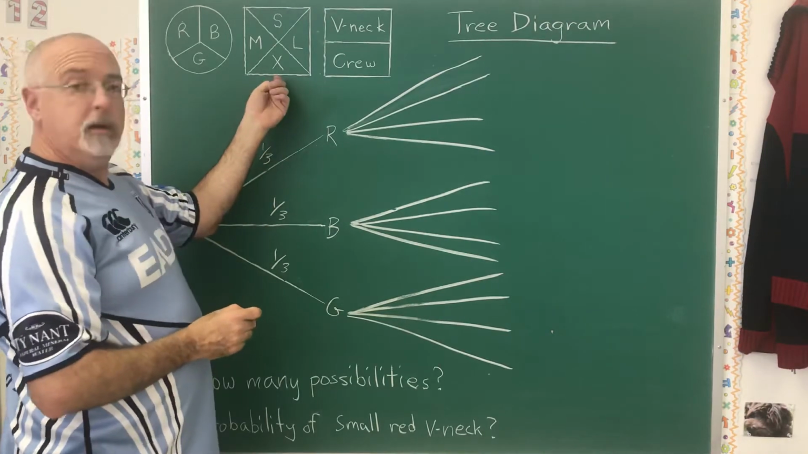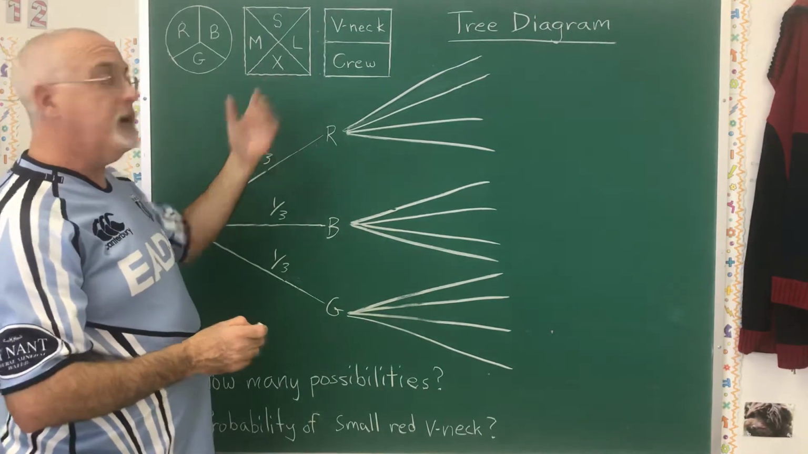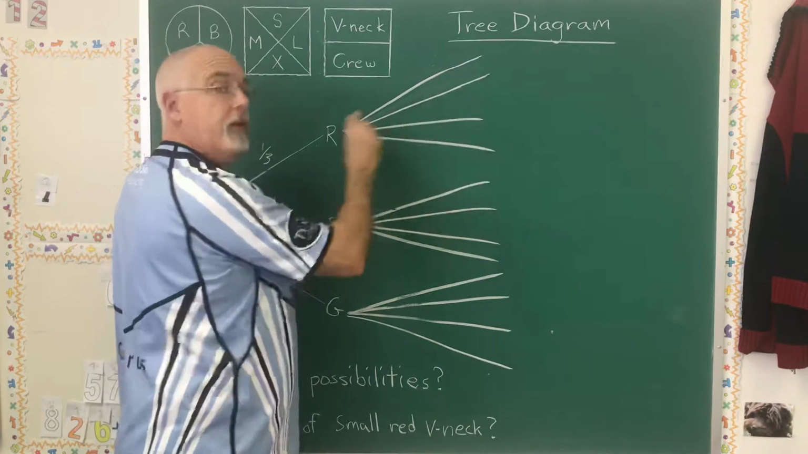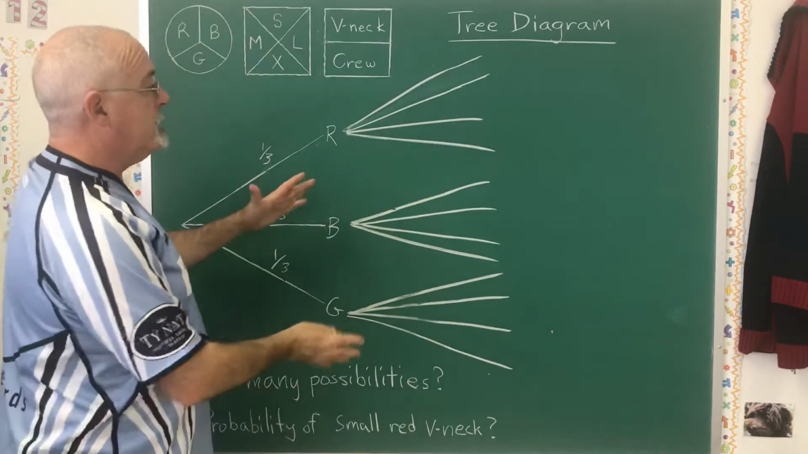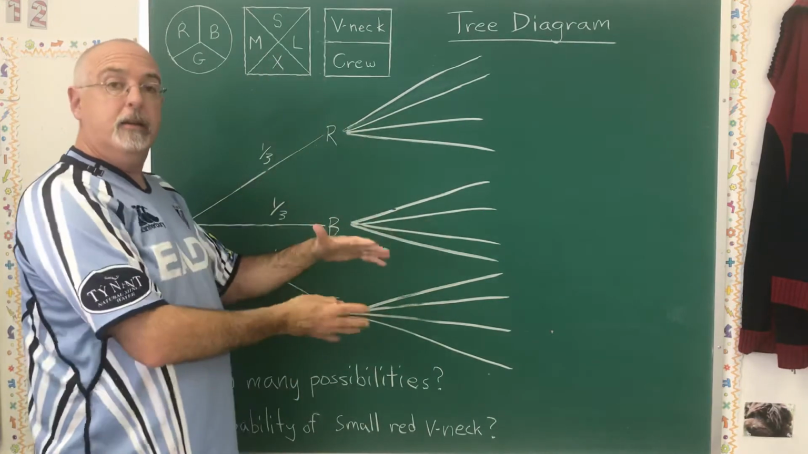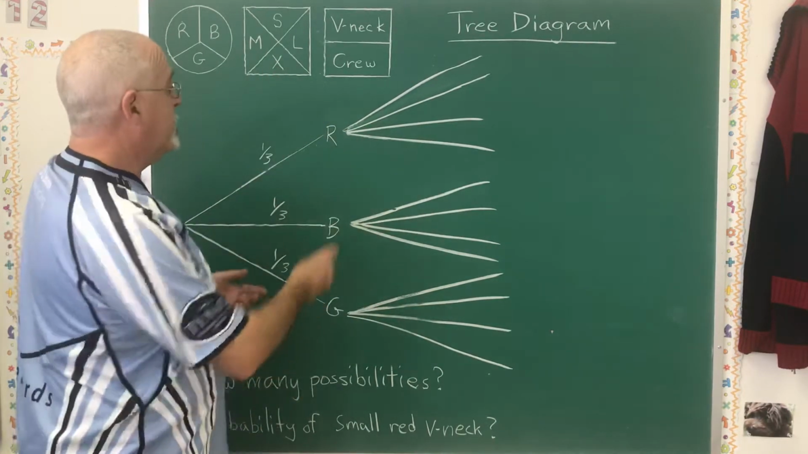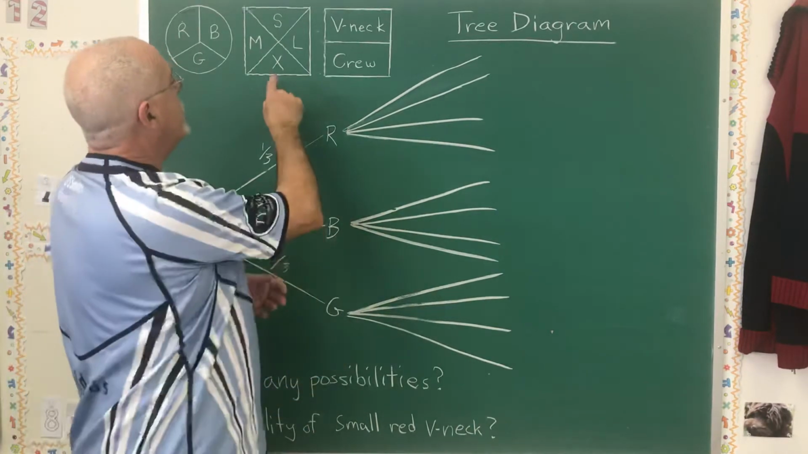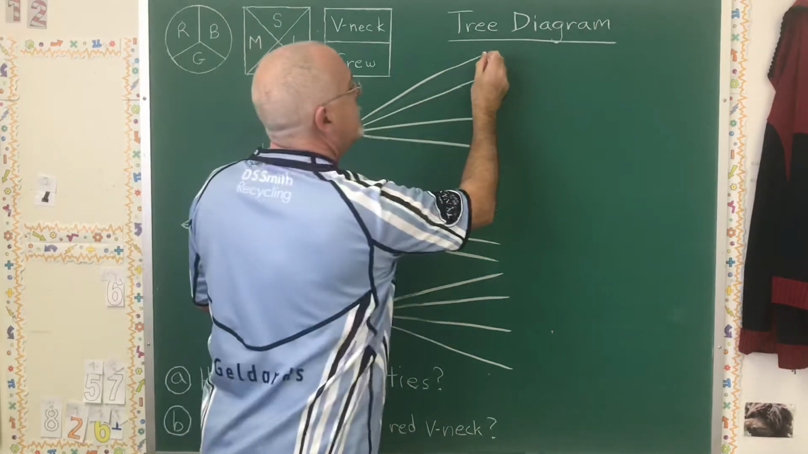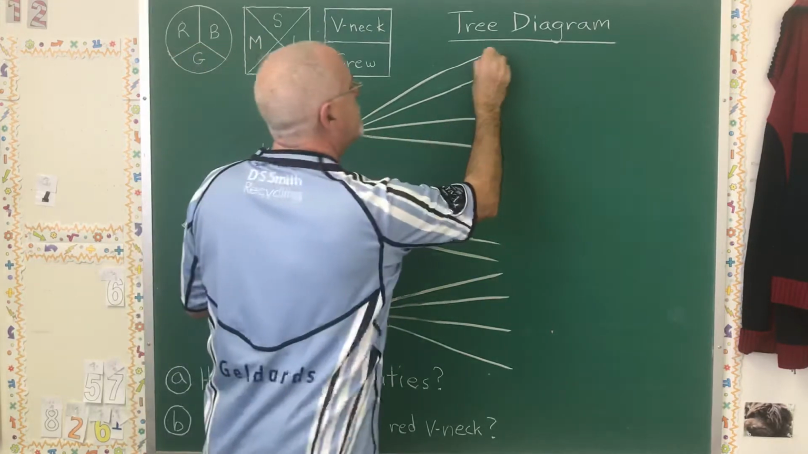Next, I have to put the sizes. And there are 4 sizes, and I have to show the 4 sizes for the red part of the tree, but also for the blue and for the green. So tree diagrams have a tendency to get crowded and get larger very quickly. You can see by my smudge marks that I've been struggling with this one already. But I'm going to write the 4 possible sizes at the end of these second sets of branches.